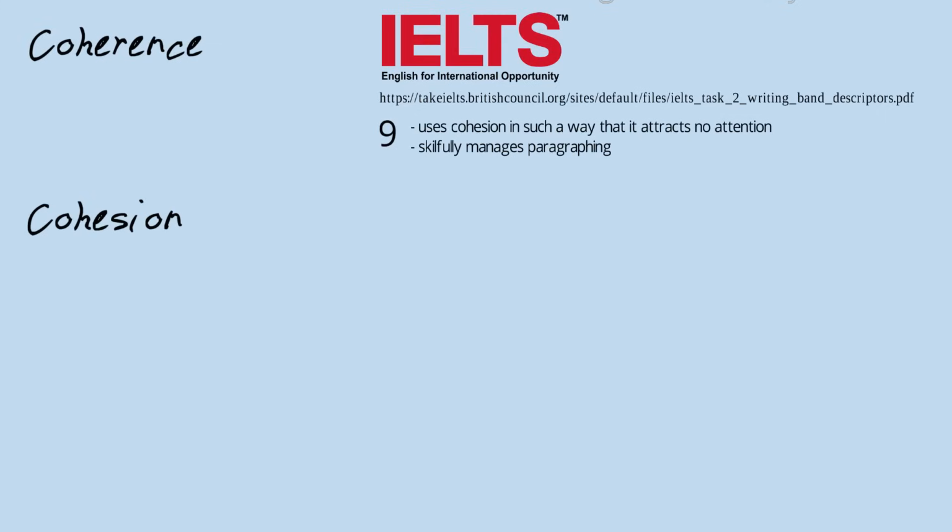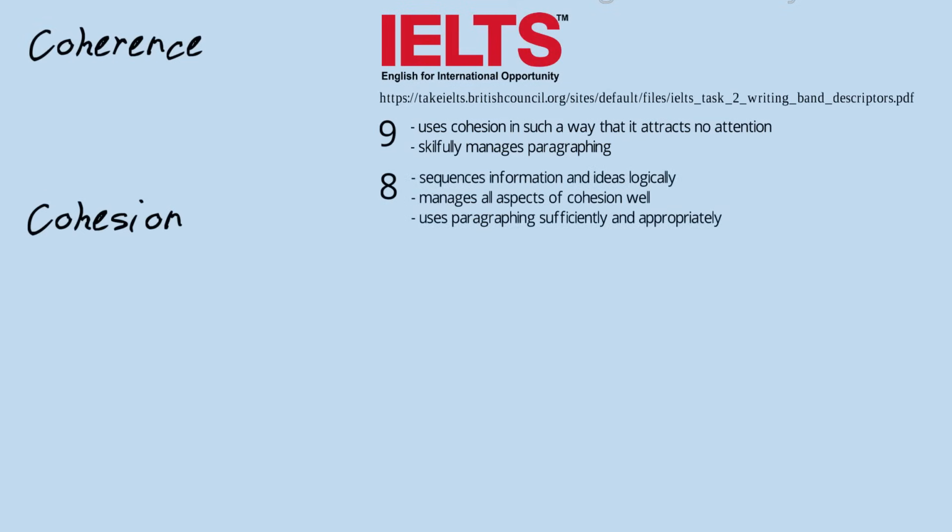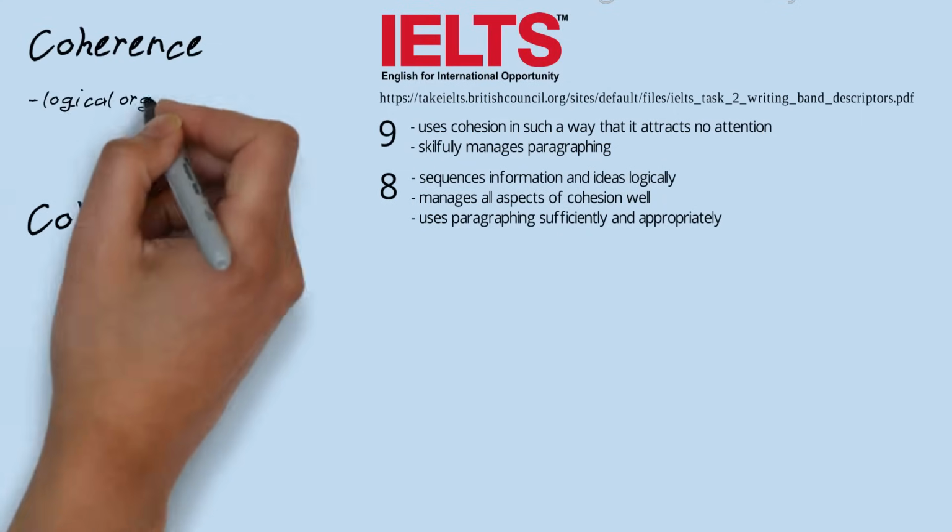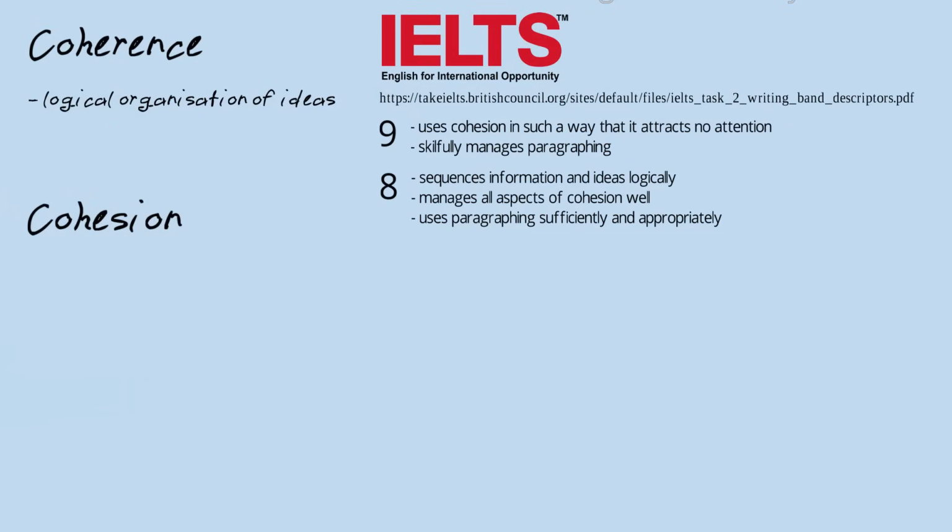Uses cohesion in such a way that it attracts no attention, skillfully manages paragraphing. This doesn't really give us much information, but if we look at the criteria for Band 8, we begin to understand a bit more what's being assessed. Sequences information and ideas logically, manages all aspects of cohesion well, uses paragraphing sufficiently and appropriately. So while there's not much detail for cohesion here, we can understand that for coherence, what's needed is logical organization of ideas and appropriate paragraphing.